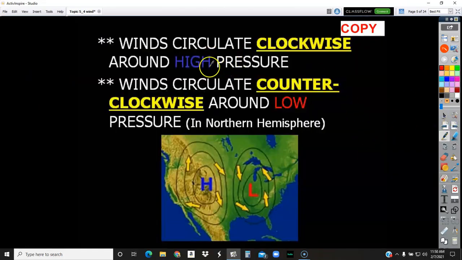So that's what this slide says. Winds around a high circulate clockwise, and you can see that in this picture here. They're going out and clockwise. Winds around a low pressure, and again, this is only in the northern hemisphere, go inward and counterclockwise. So out and clockwise around a high, inward and counterclockwise around a low.